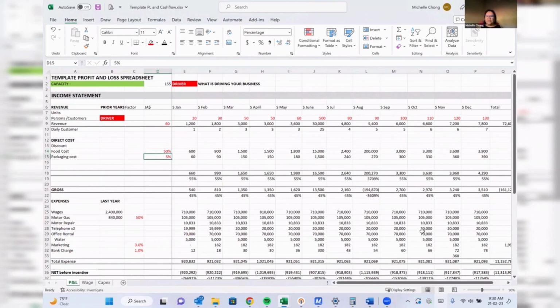I also put packaging costs since our last training, because packaging is another direct cost that we used to treat as a significant item. Some of you have high packaging.